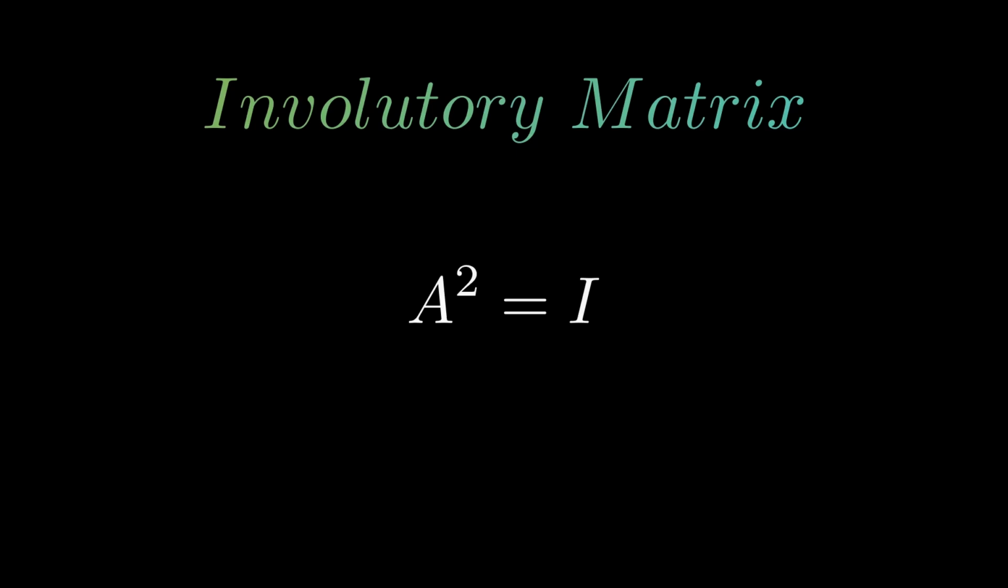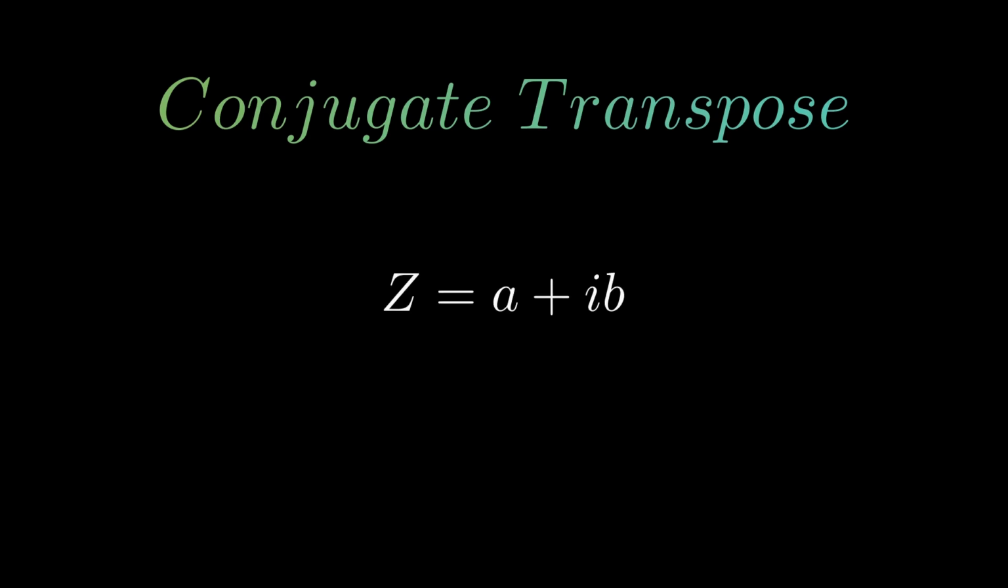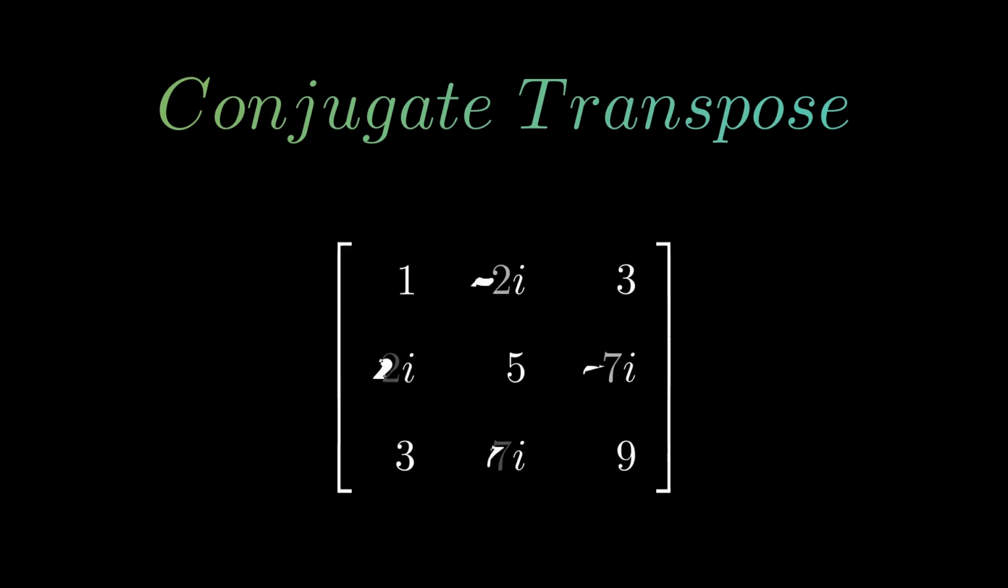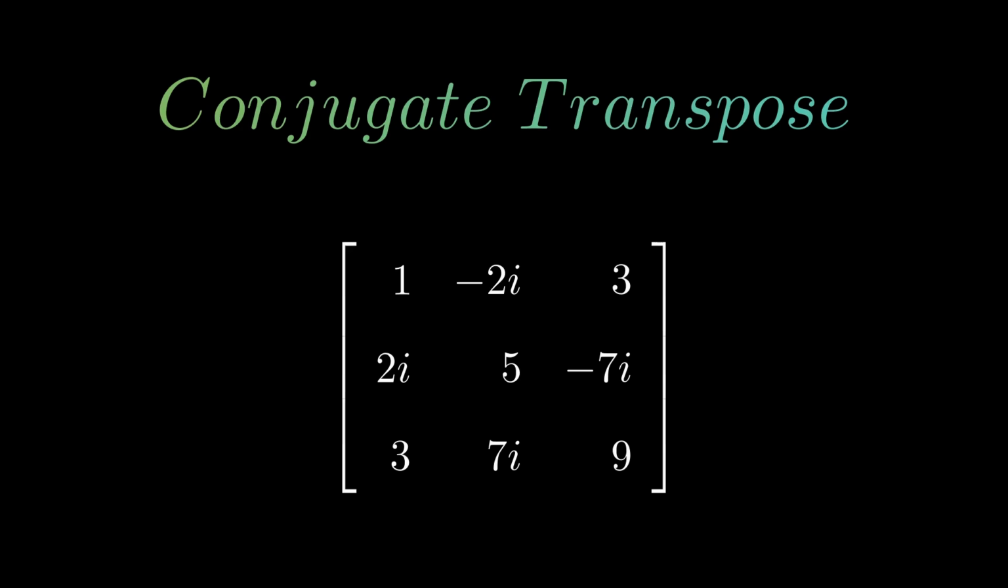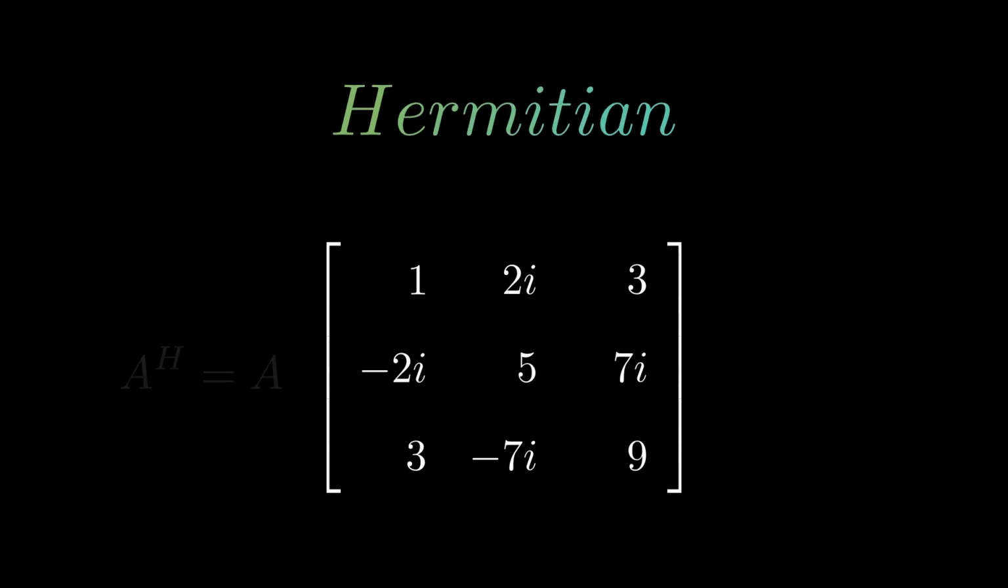To understand the next set of matrices, we first need to define the conjugate transpose, also called the Hermitian transpose. A conjugate of a complex number means flipping the sign of its imaginary part. So the conjugate transpose means taking the transpose after applying the conjugate. So let's say we have this matrix here. We'll take the conjugate of each element, and now we'll transpose it. As you can see, we got back to the original matrix. So this is a Hermitian matrix. The conjugate transpose is denoted by the letter H.